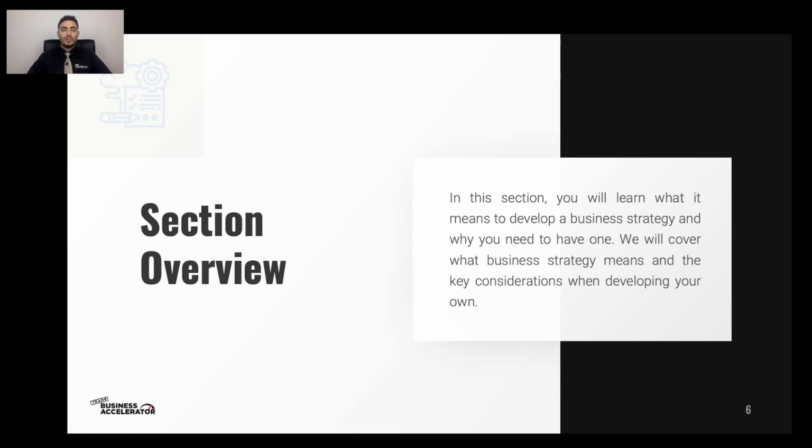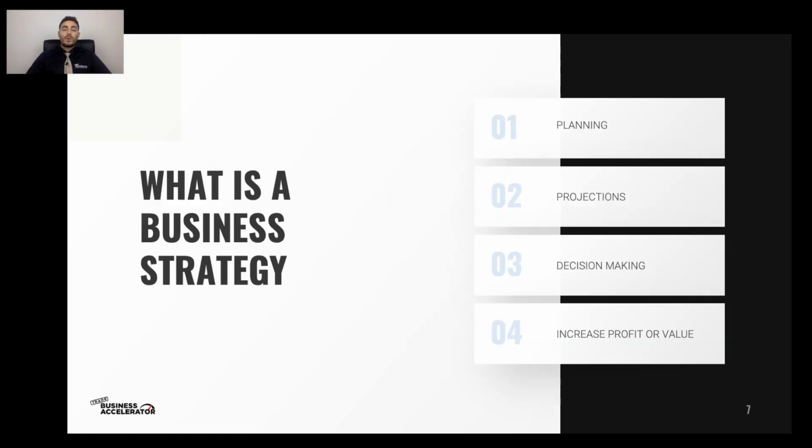In this section, we'll be giving you an introduction to business strategy and exactly what it is and why we use it. So what is business strategy? There are 4 key elements or 4 key components that go into a business strategy. That's number 1, planning. Number 2, projections or modeling, we sometimes call it. Number 3, decision making. And then number 4, ultimately increasing our organizational profits, or if we're a not-for-profit organization, increasing the value that we provide.